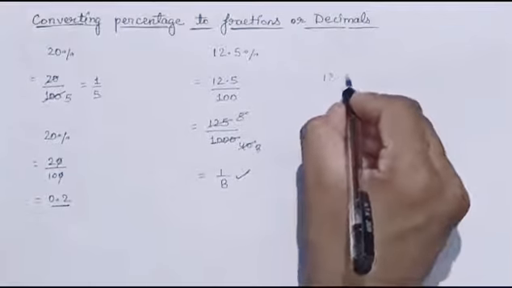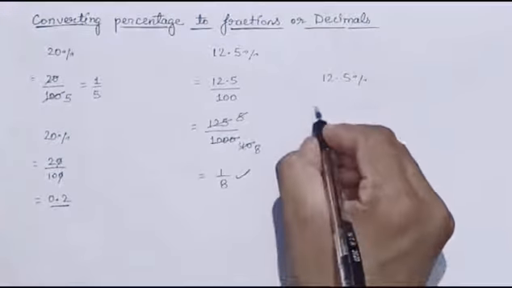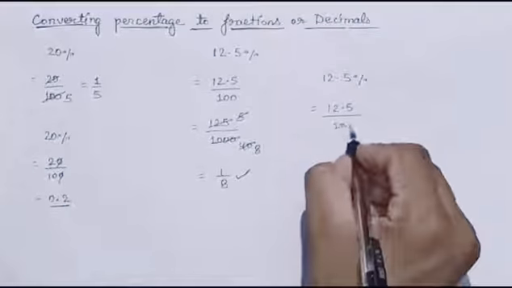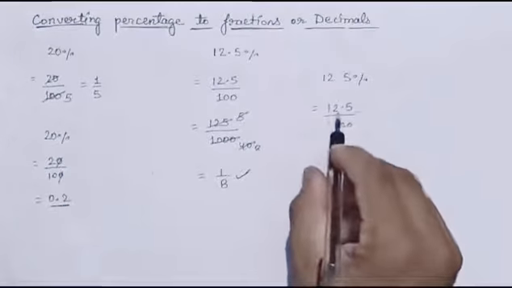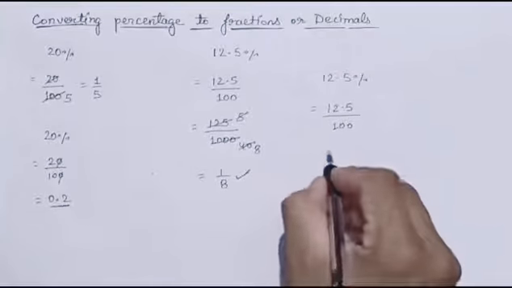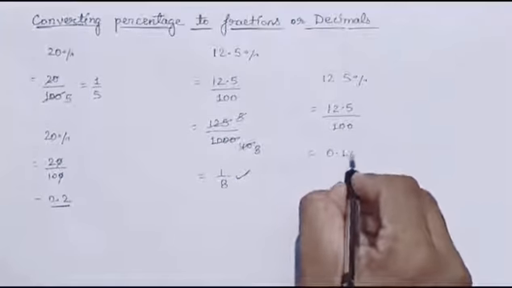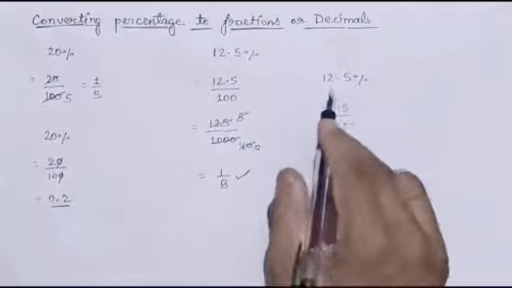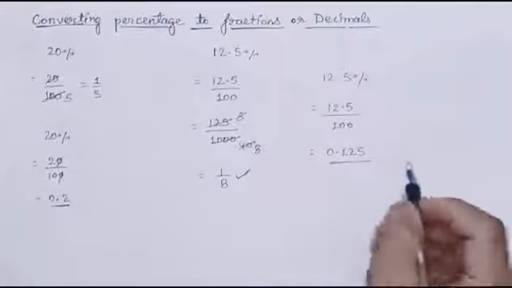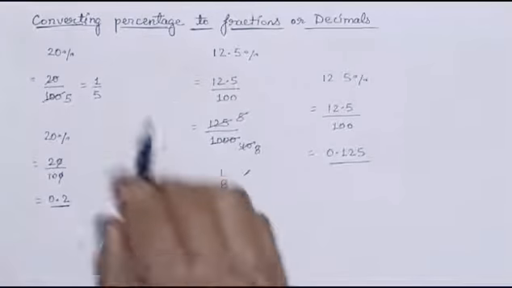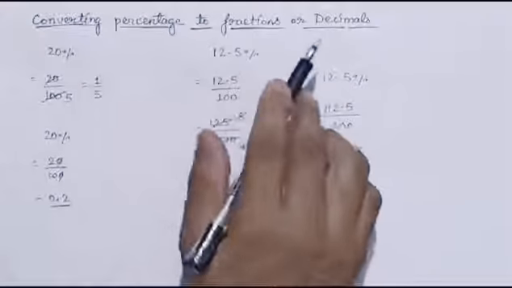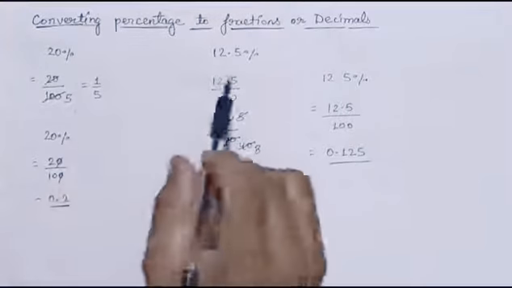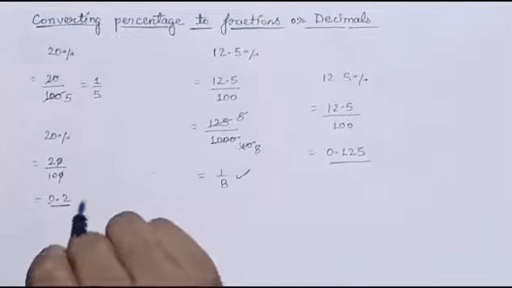So 12.5% again can be written as 12.5 divided by 100. Now when you divide 12.5 by 100, then what do we have? 0.125. So this is the decimal form of the percentage 12.5. So I hope it is clear how to convert a given percentage to fraction or decimal. We just have to divide the given percentage by 100 and also remove the percentage sign.